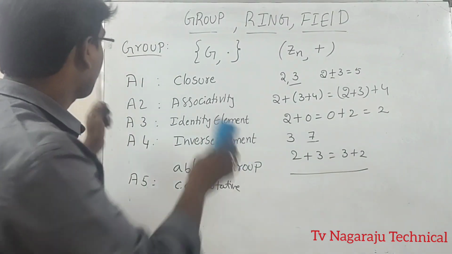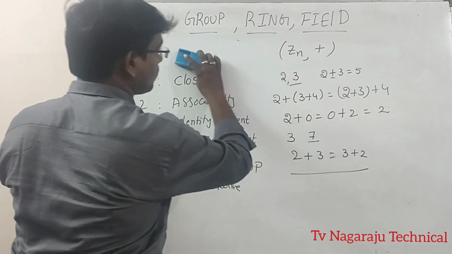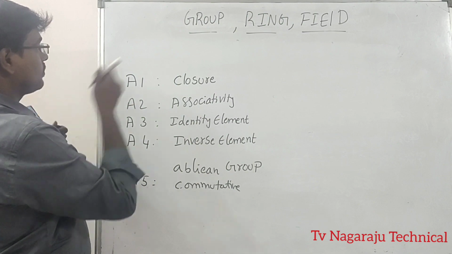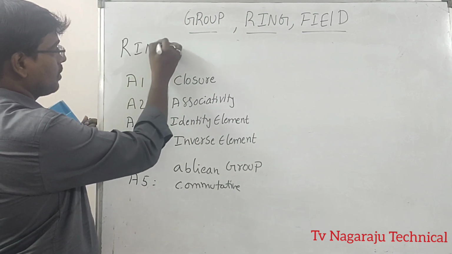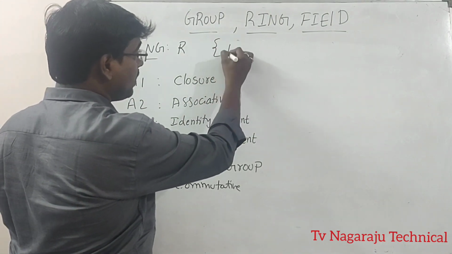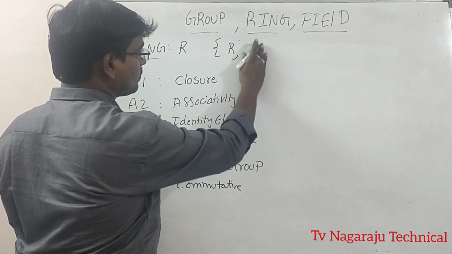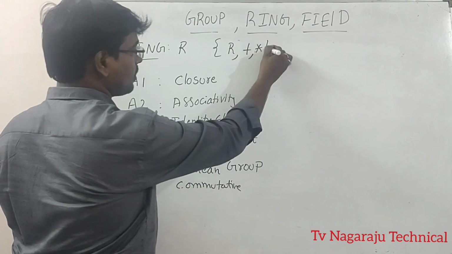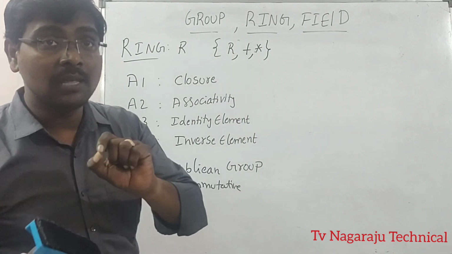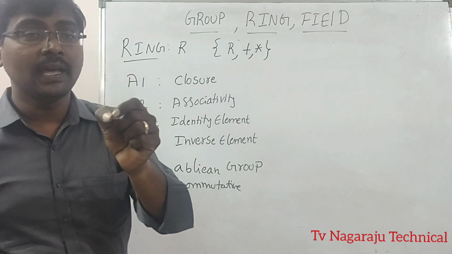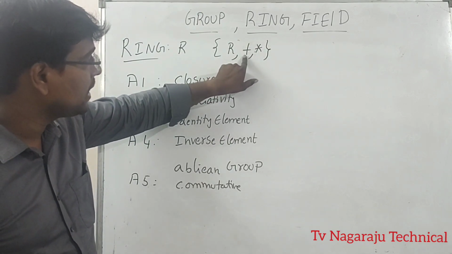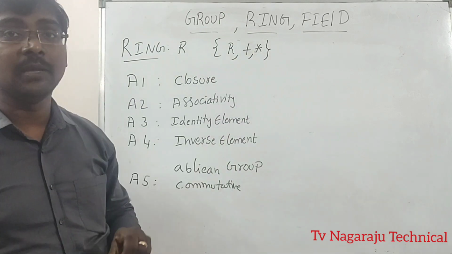Coming to the ring. A ring R is denoted by R comma plus comma star. So a ring R is simply a set of elements over two binary operations, addition and multiplication.